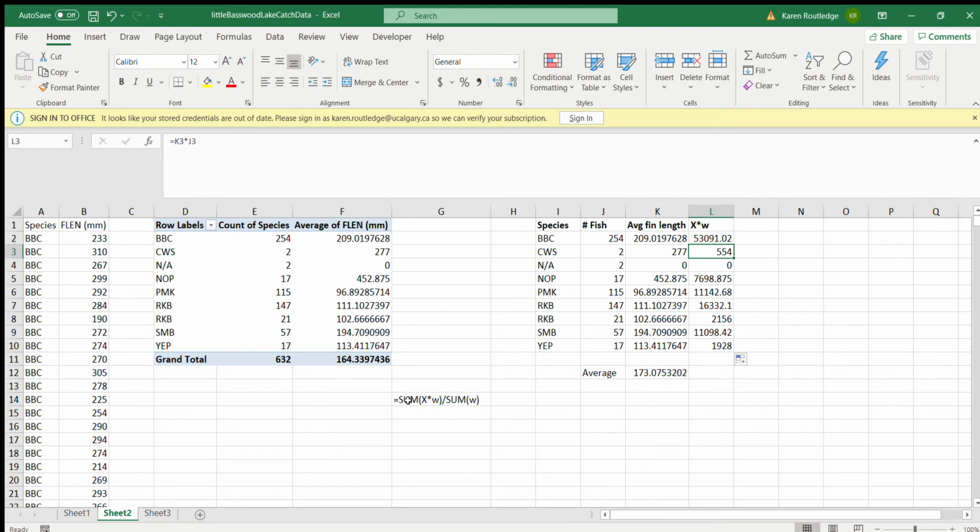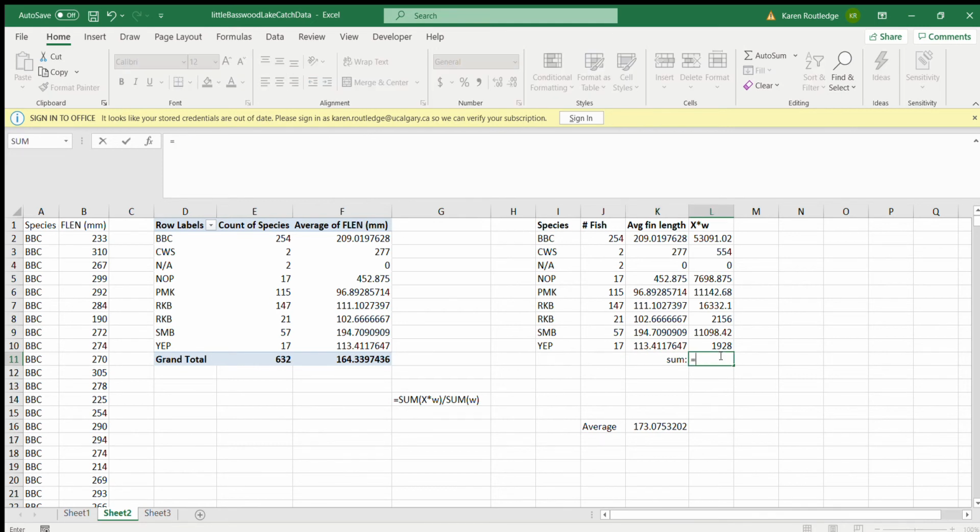We then need to take the sum of those. So let's take this average and scoot it out of the way for the moment. So we will say this is the sum, just so we don't get confused. Here we are, the sum of x times w.